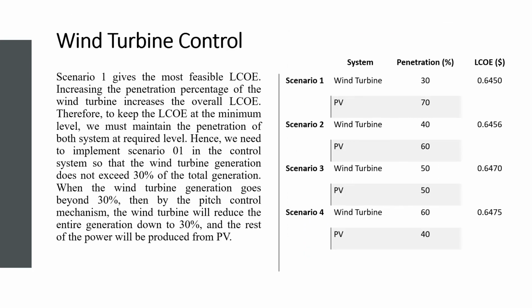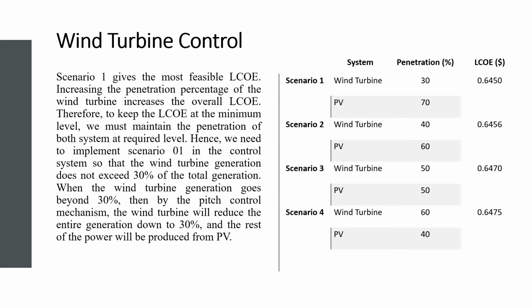Now we will talk about the control system of the wind turbine. As per this table, you can see that scenario 1 gives us the most feasible LCOE when the penetration of the wind turbine is 30% and the penetration of the PV cell is 70%. But if you increase the penetration of the wind turbine and decrease the penetration of the PV cell, the LCOE continuously increases. So we have to maintain the penetration of the system at the desired level so that the LCOE cost is at the minimum level.